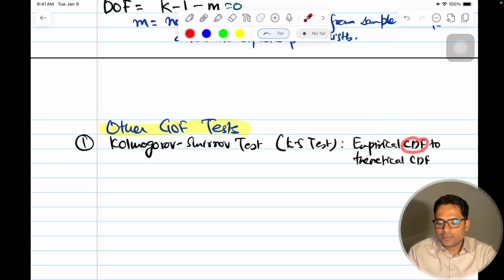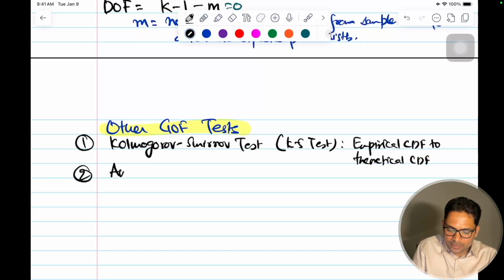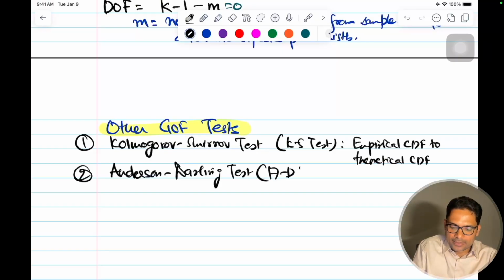It compares the CDF of two distributions, roughly speaking. And the second one is the Anderson-Darling test. These are names of scientists or mathematicians who developed these tests. This is called the AD test. This is just an enhancement of the above K-S test.